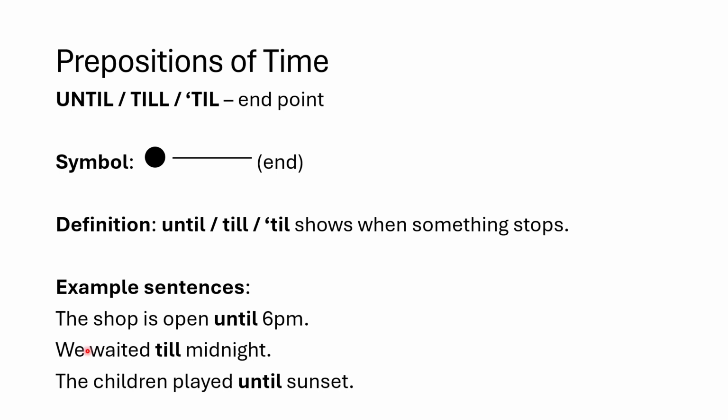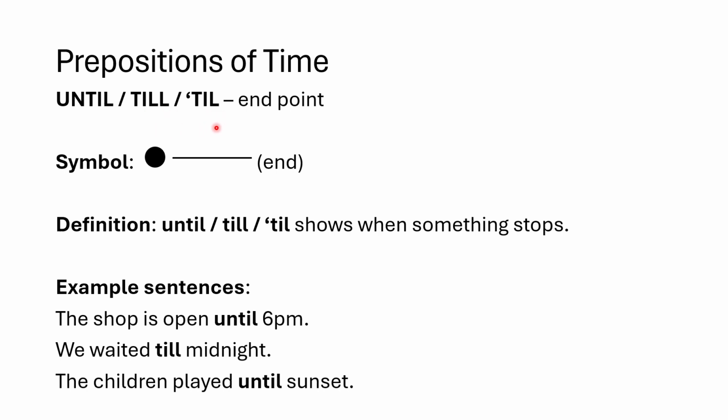The preposition until, or till, indicates an end point. Here is a symbol that illustrates then until the end. This is the definition. Until or till shows when something stops. 'Till' is the shortened version of until. It has the same meaning.